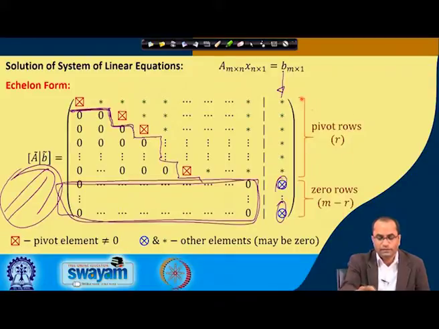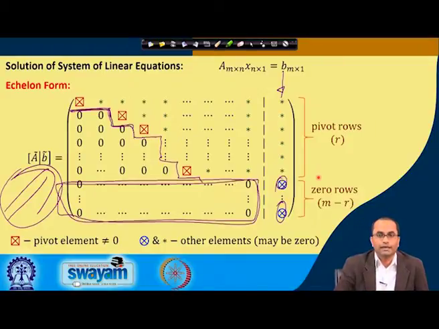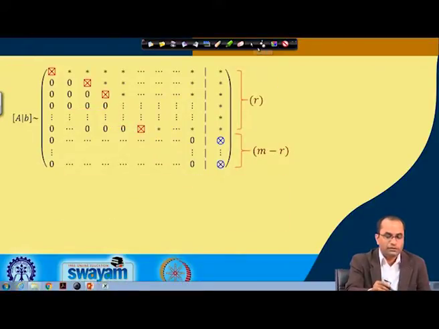If these are the r rows, which is the notation we usually use for pivot rows, and we have m rows in total, then naturally the 0 rows will be m minus r. This is the structure which we will be using.